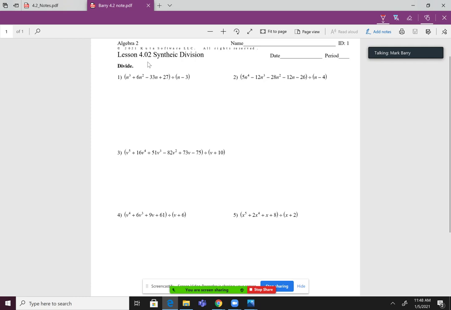So then all the Algebra 2 teachers and I were like, hey, why don't we just skip the difficult one and why don't we just do it the easy way? So that's what we're doing, okay? All right, so here's the process for synthetic division.